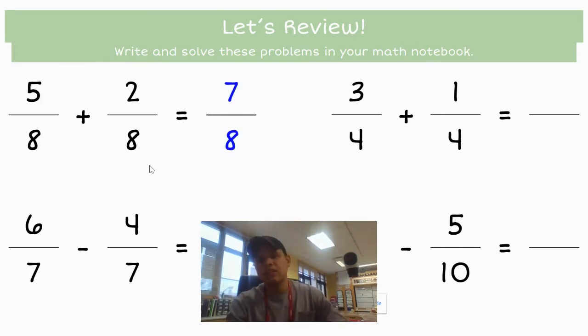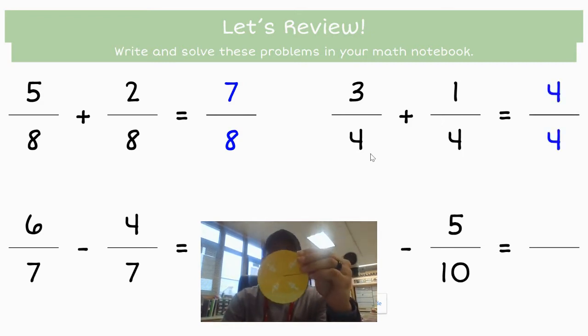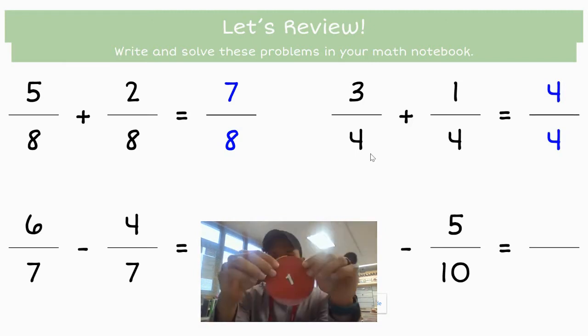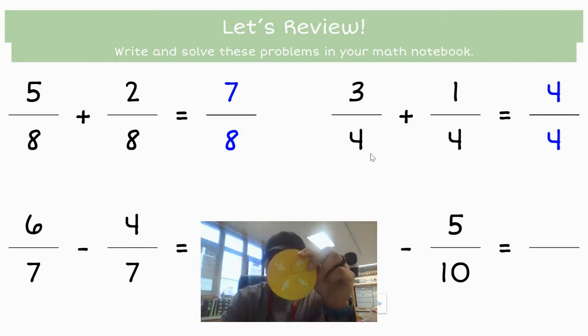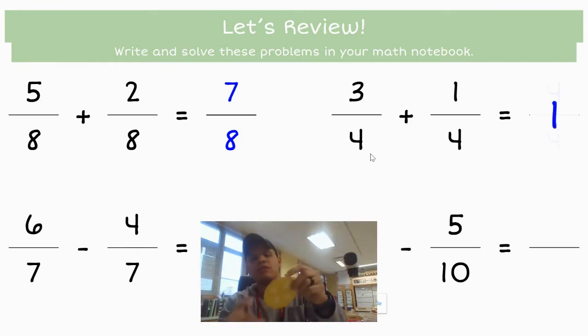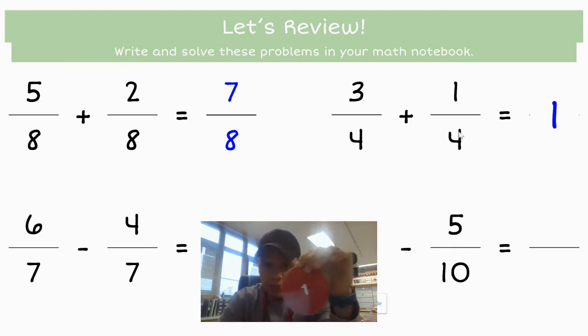Now, let's take a look at this next example. We have 3/4 plus 1/4. So right here, I have 3/4 represented, and I want to add another fourth. So we get 4/4. 1, 2, 3, 4. Now, 4/4 is also equivalent to 1 whole. So take a look at that. And this, you can see that they are equivalent. So 4/4 is also equal to 1. So 3/4 plus 1/4 is equal to 1.